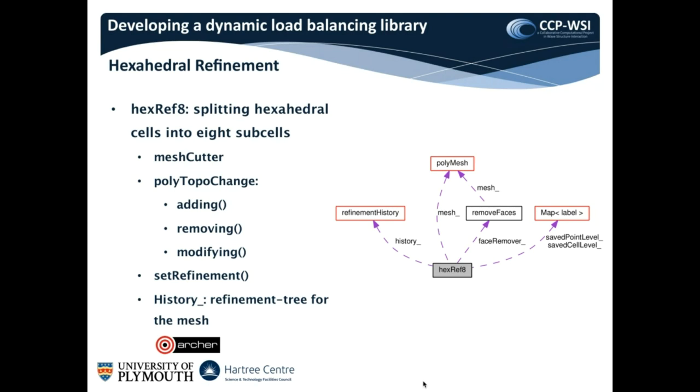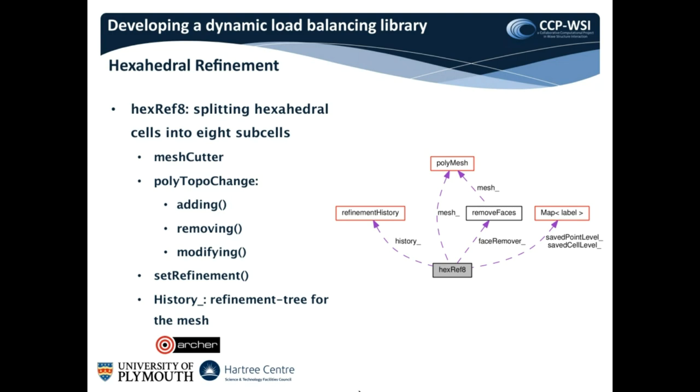And before you do that, you need to call a function called set refinement. And in order to do coarsening, you need to build a refinement tree. At the moment, I think the refinement history tree is read in, which basically uses IO. So you need a file to remember the refinement tree during the whole adaptivity process.